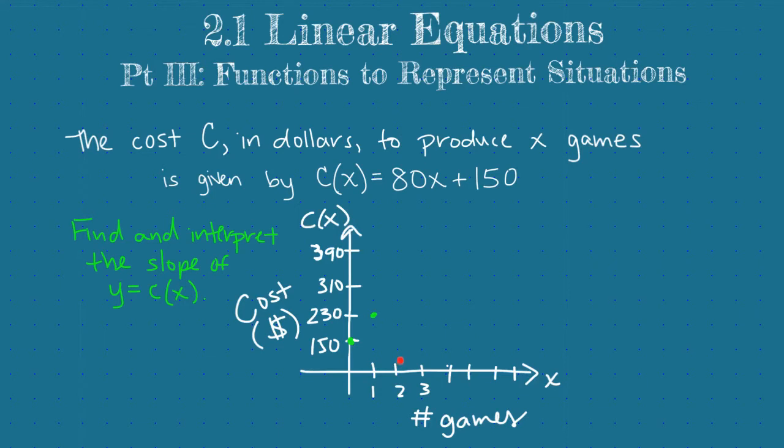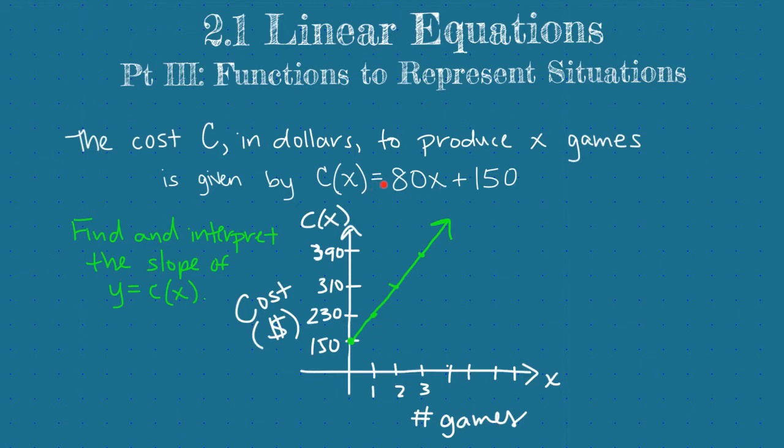Then if we produce 2 games, right, you can see that we increase by another 80. 80 times 2 this time, plus that initial 150. So we're up to 310. And so on. And 3 games will cost $390. This line will have an arrow this direction, but not in this direction because we cannot have negative amount of games. And we want to find and interpret the slope.